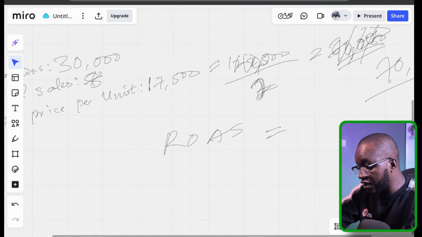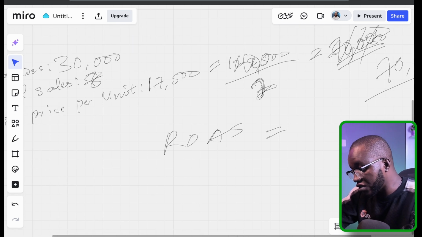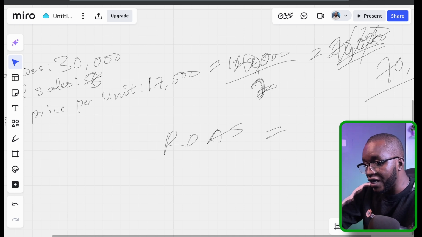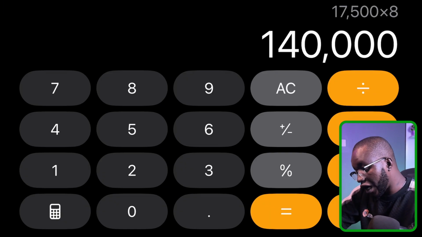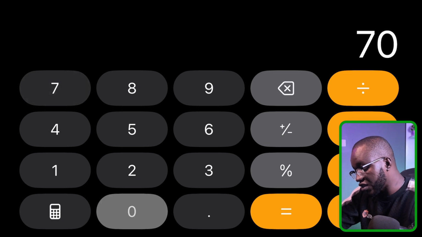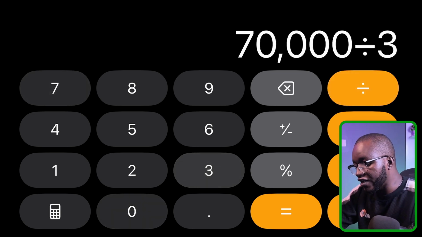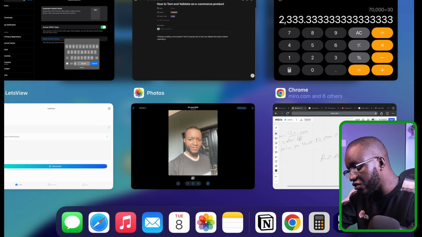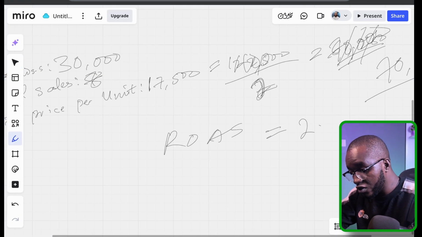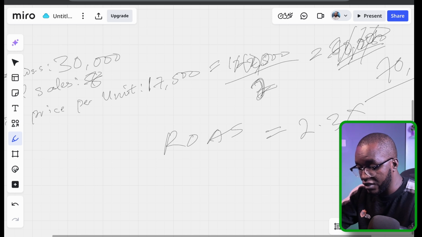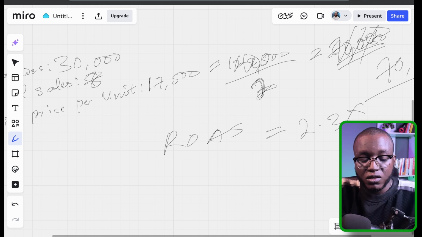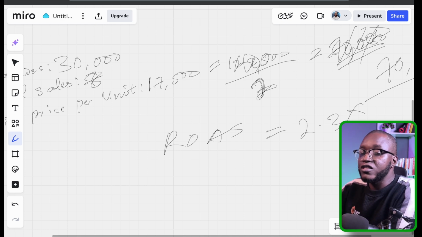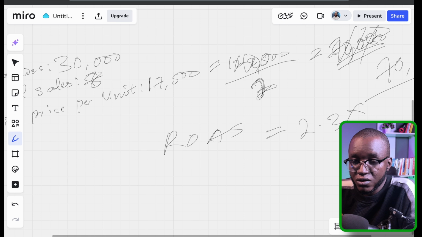What is your ROAS with this record now? Your ROAS is your revenue divided by your ad spend. Our revenue in this case is 70,000 naira divided by 30,000 naira, which means that we are generating 2.3 ROAS. 2.3x. Remember that we make sales, not even one sale, we make 8 sales.